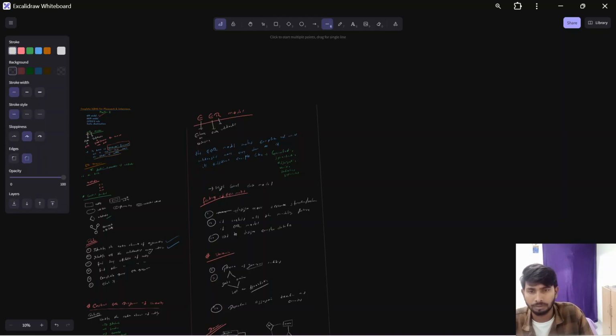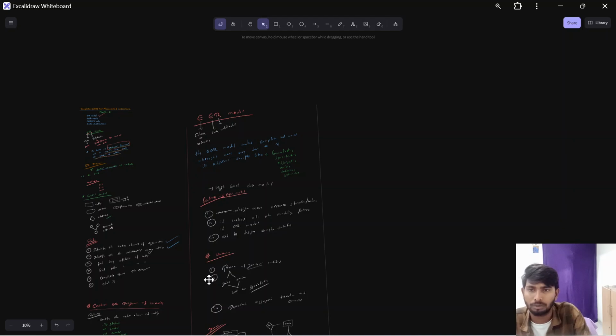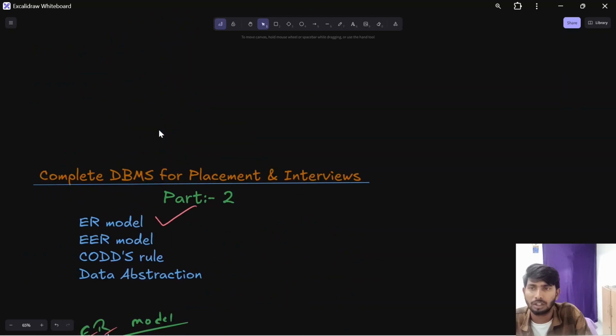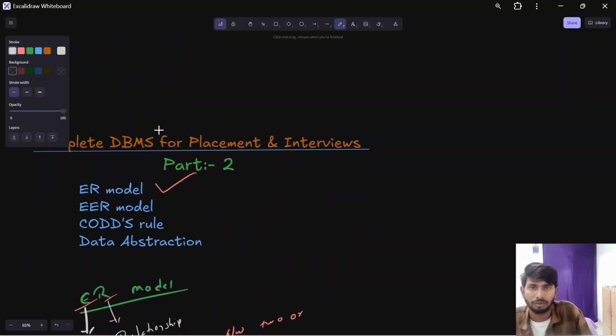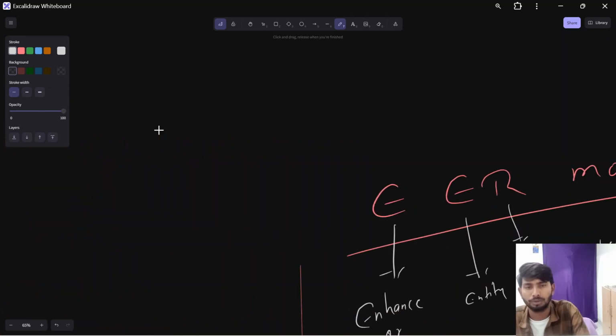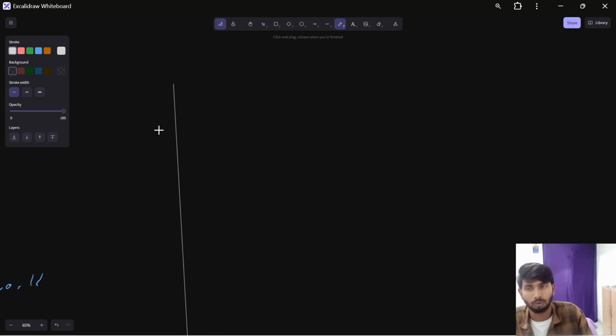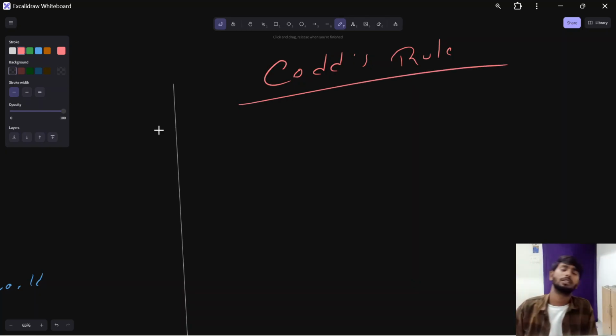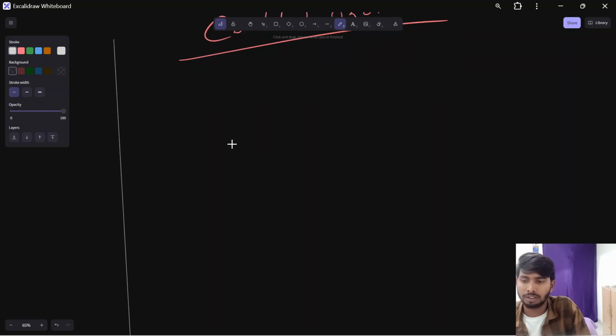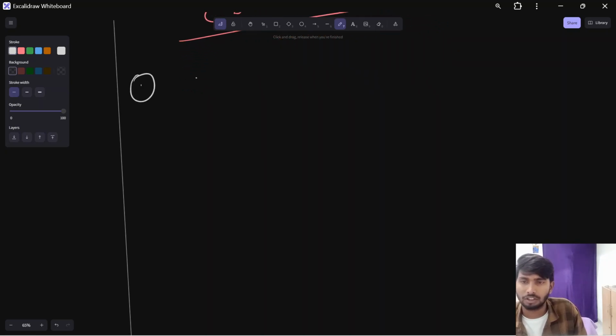Now we have to learn what is next. The ER model is done. Next is Codd's rules. There are 12 rules. Now you have to read about Codd's rules. Actually there are completely 13 rules, as Codd's rule 0 is also there. So we are going to write the zero rule first.